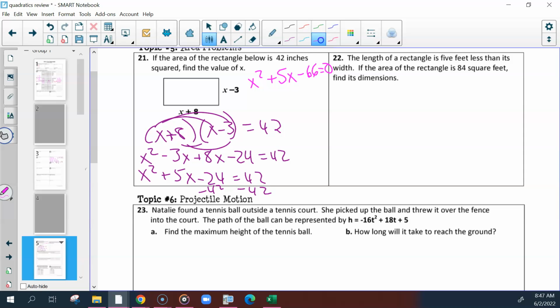Then you would need two factors. So you're looking for two numbers that multiply to be negative 66, but add to be 5. I'm going to do negative 6. So with this, go straight into your factors. x plus 11, x minus 6. Set both equal to 0.